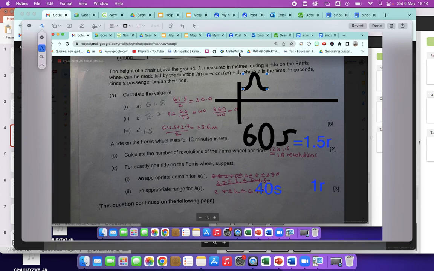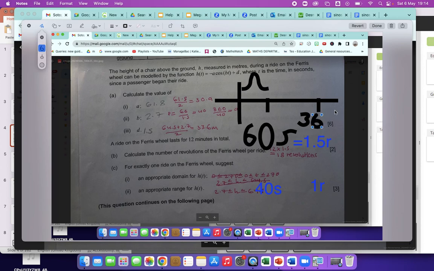And because the whole thing needs to repeat 9 times to get to 360, we know that after 40 seconds we're going to get to 1 revolution. So therefore, to get to 360 seconds, we're going to do 9 revolutions, which is 6 minutes. So in 360 seconds, we have 9 revolutions.